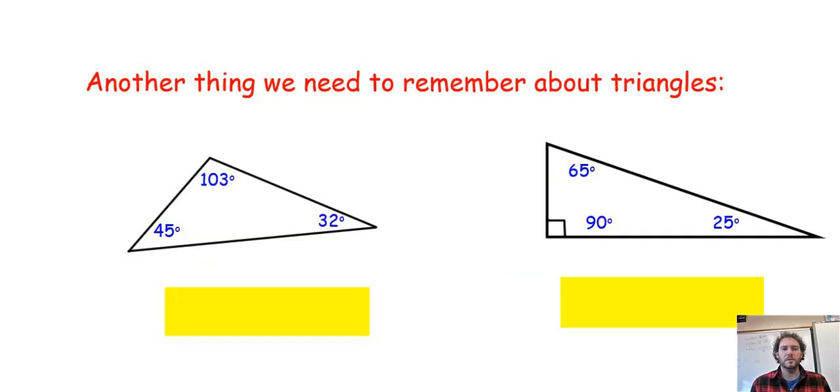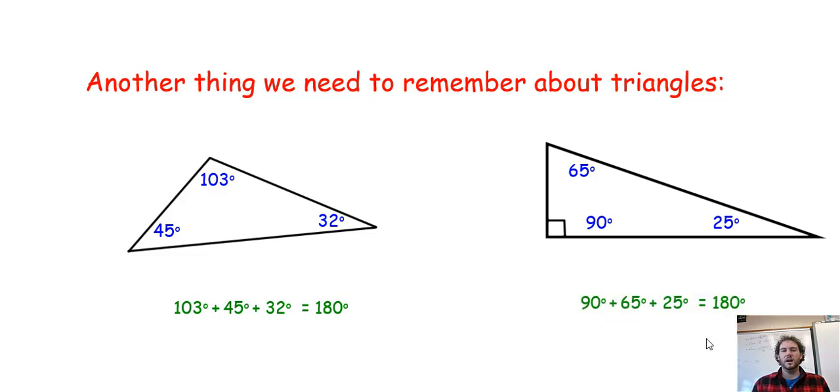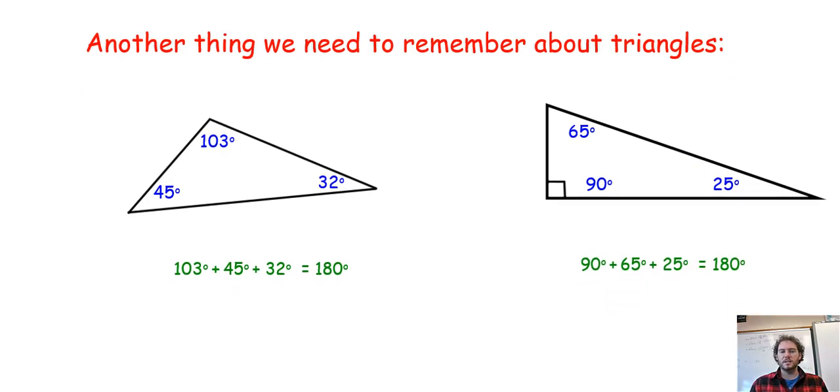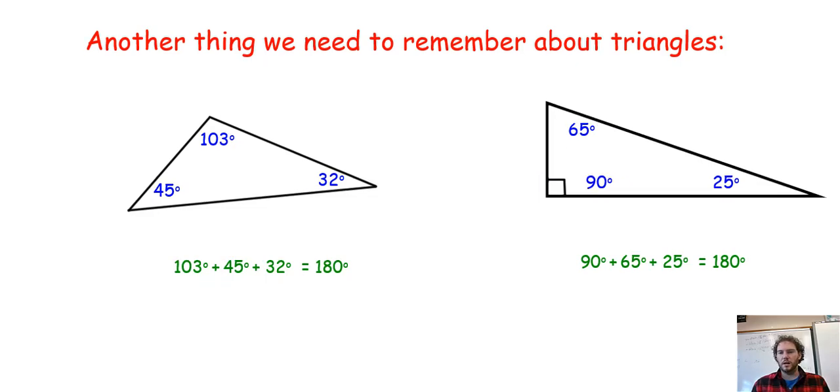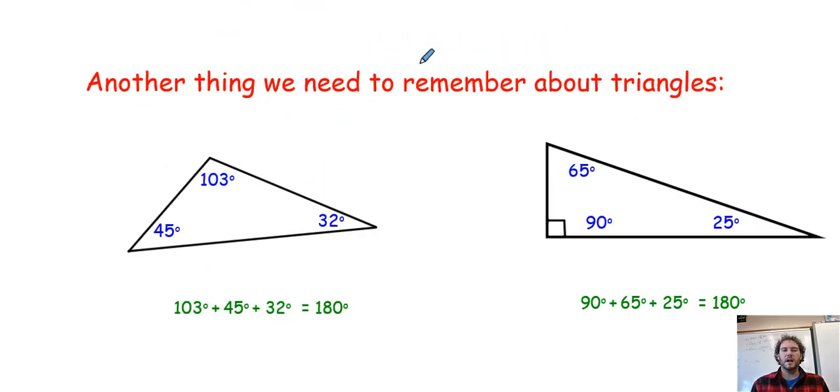Okay. Now, there is another property about triangles that we should know going forward, if you weren't already aware. If I were to take the three angles inside of a triangle, so 45 and 103 and 32, and if I were to add those up, I end up getting 180 degrees. And if I were to look at this triangle over here and add up these angles as well, so 65 plus 90 plus 25, I get 180 degrees. And this is not a coincidence. If I were to look at the angles inside of a triangle and add them up, I always get 180 degrees.